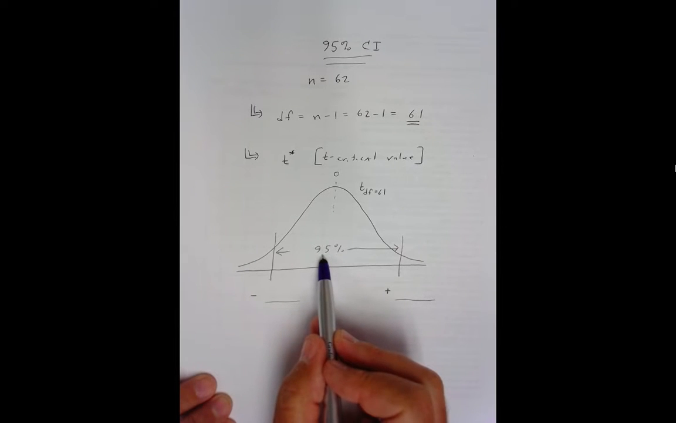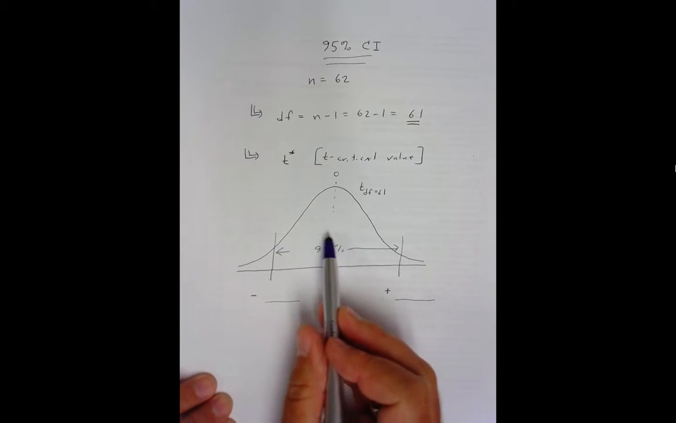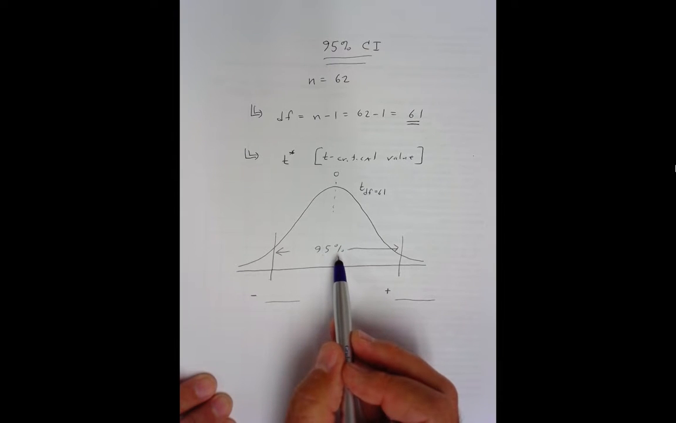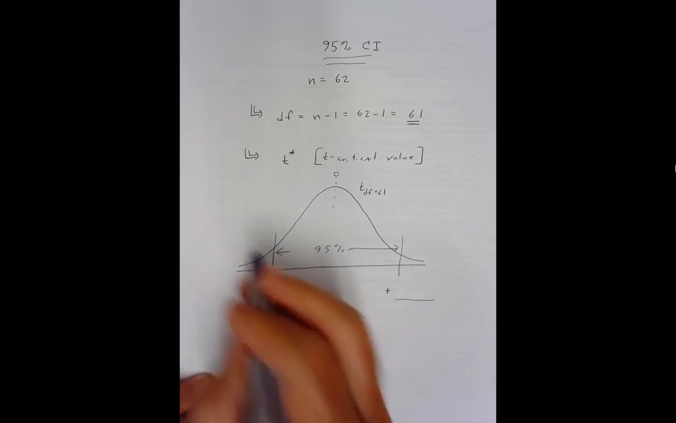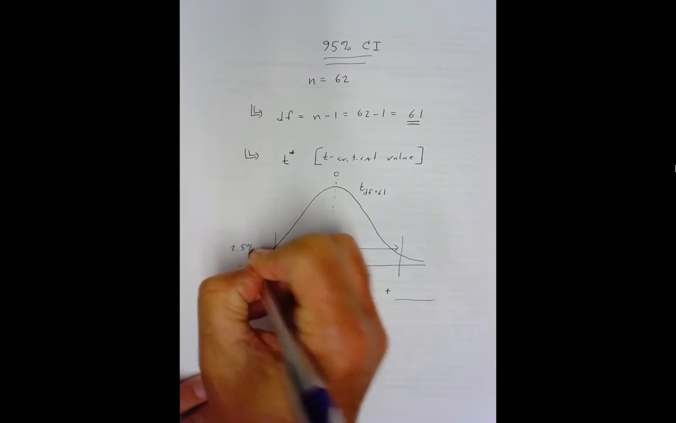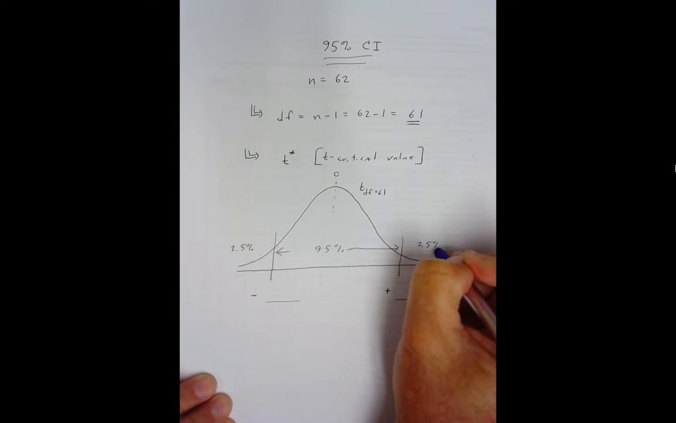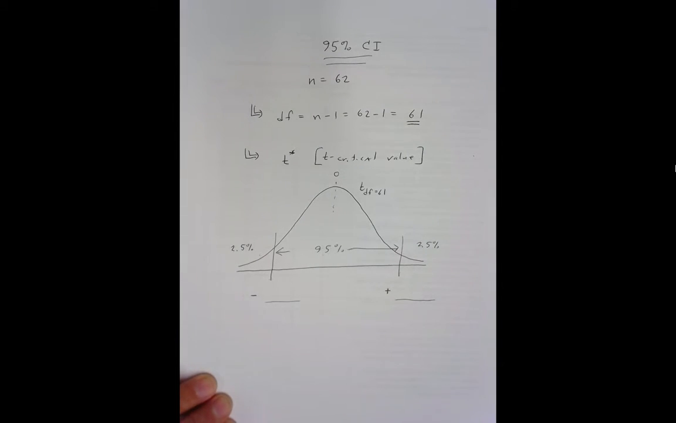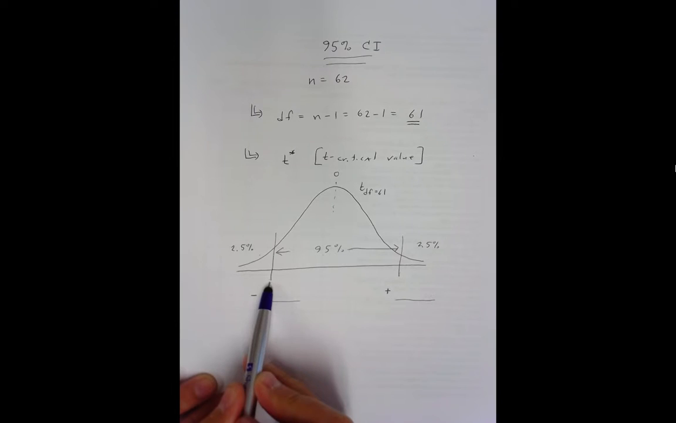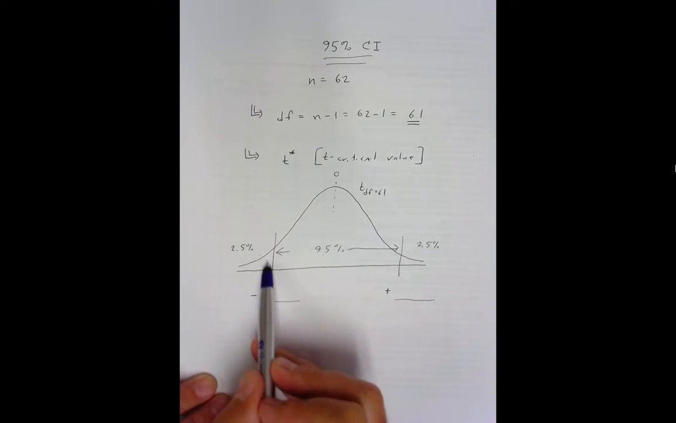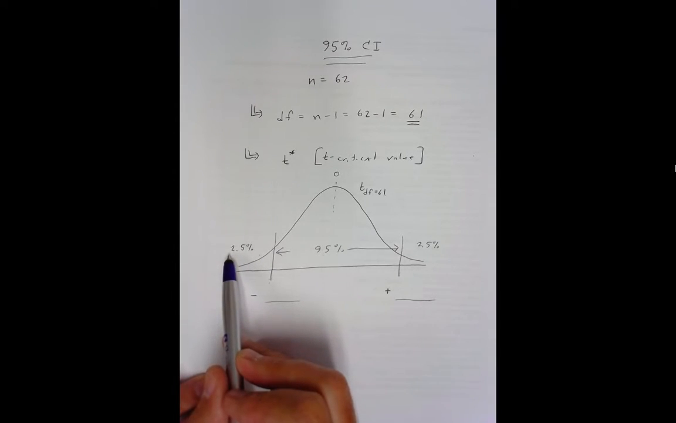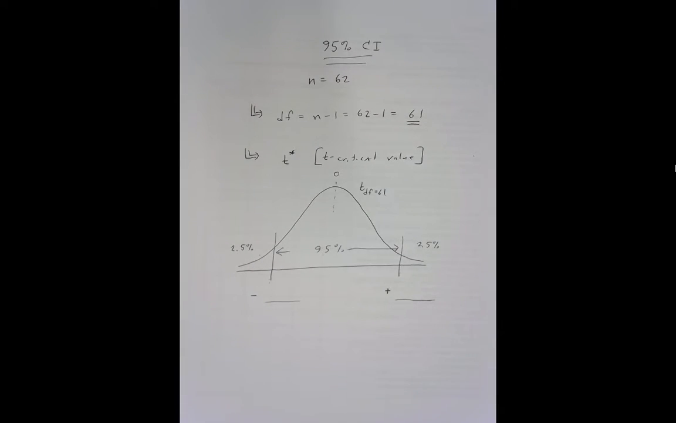Well, we have to realize that if we have 95% accounted for, then we have 5% that's missing. Half of that 5% needs to go here, half of the 5% needs to go there, giving me 2.5% on both sides. Okay? So I just need to find the number from the distribution that has degrees of freedom 61 that has 2.5% of the distribution to the left of it. Well, guys, our calculator, let me grab it real quick, makes this so easy. All right?